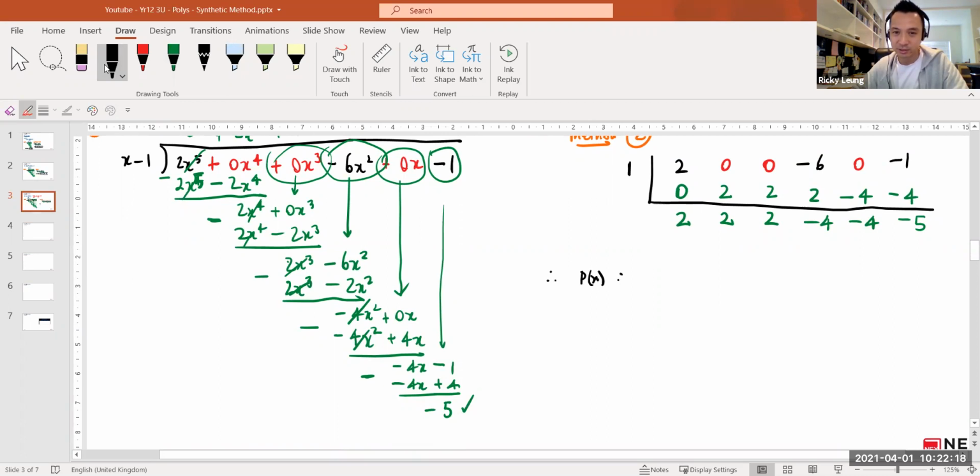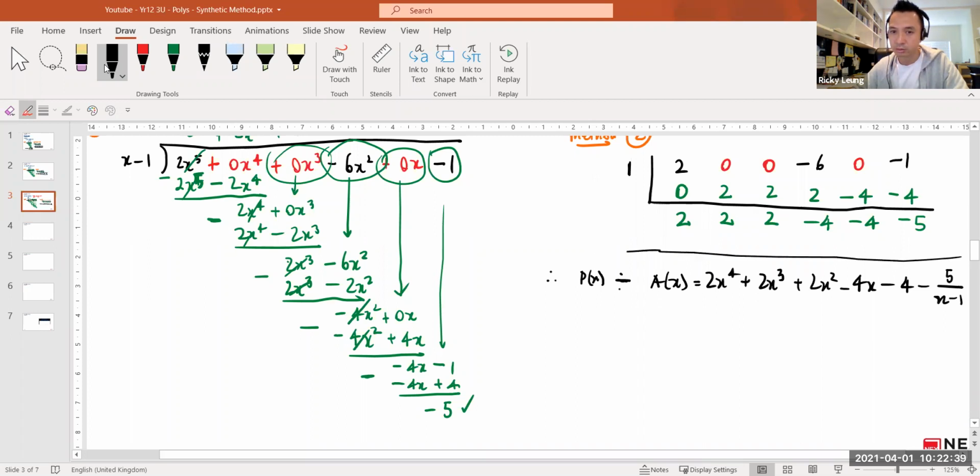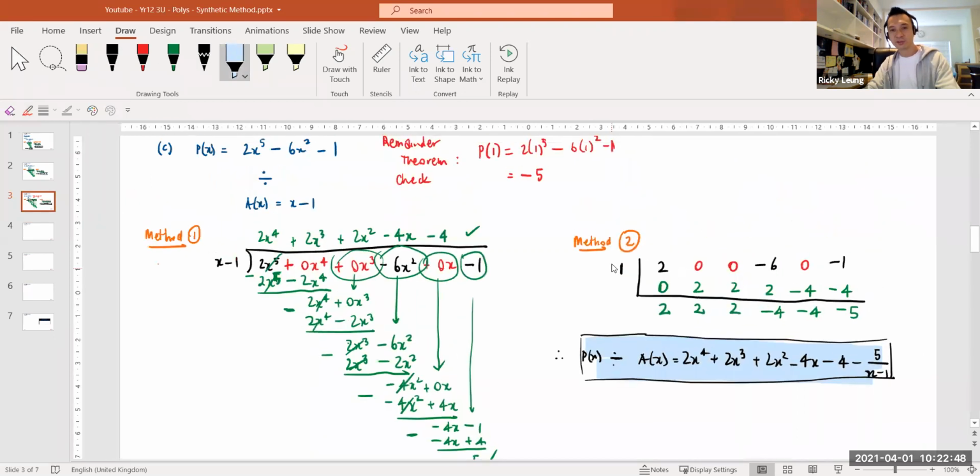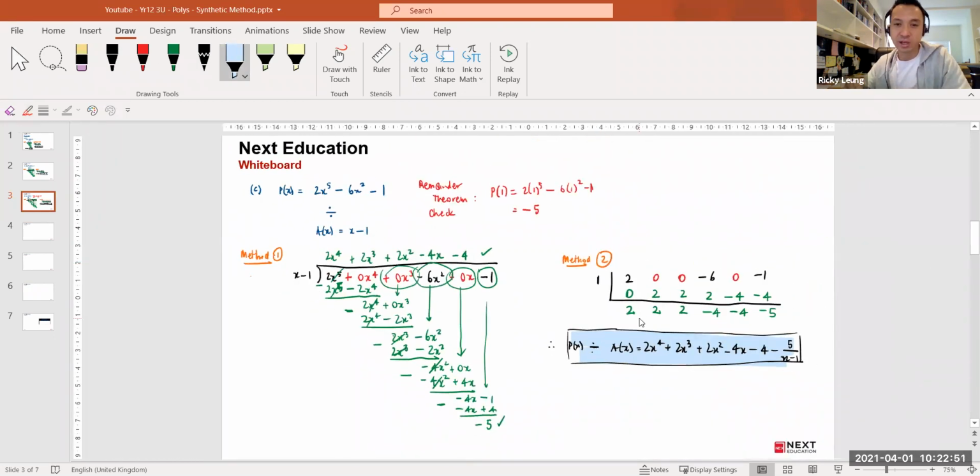So p(x) divided by (x minus 1) equals... Now, it wasn't x^5 to begin with, so that one there is 2x^4, 3x^3, 2x^2, x, constant, and minus 5 on the divisor. Is that okay, guys? So, a cool method for us to use when dividing polynomials.